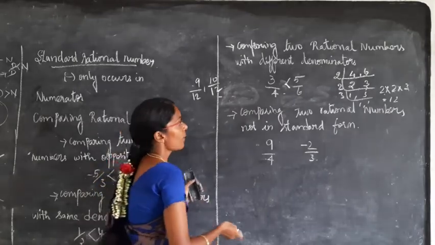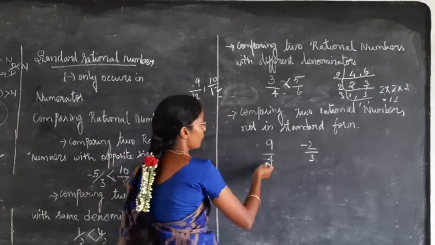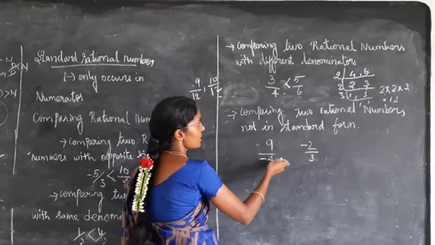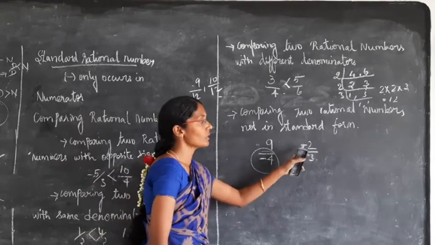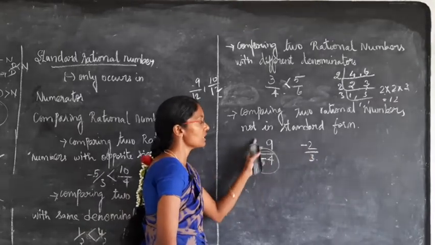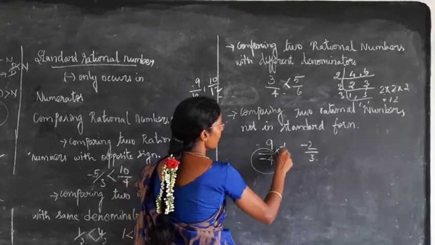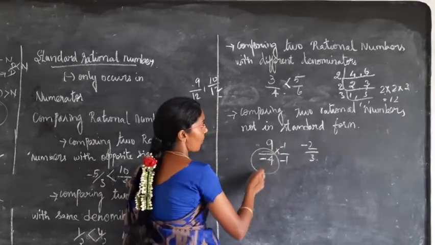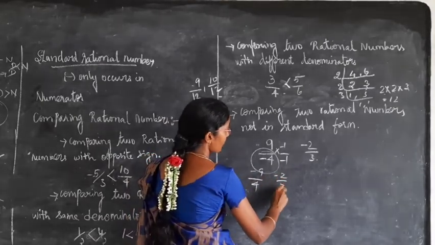Okay. So next one, comparing two rational numbers not in standard form. We already said that if the minus sign is on the denominator, it is not in standard form. It should be on the numerator. So you have to convert this into standard form. How will you convert? You have to multiply by minus on both sides. So minus 9 divided by plus 4. So next, minus 2 by 3.